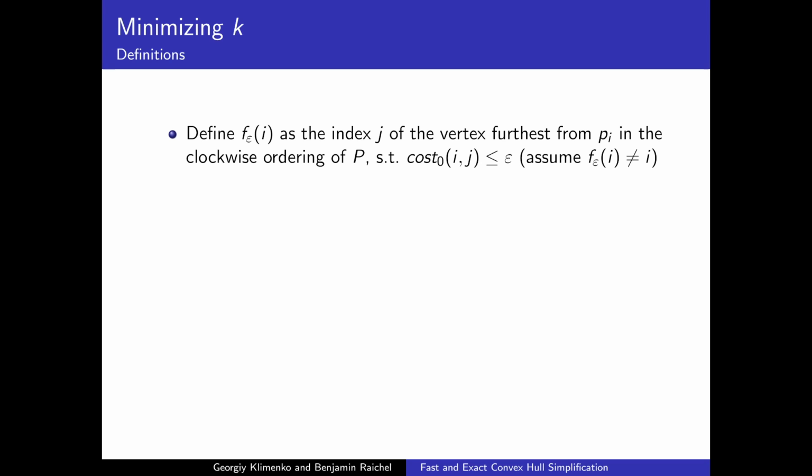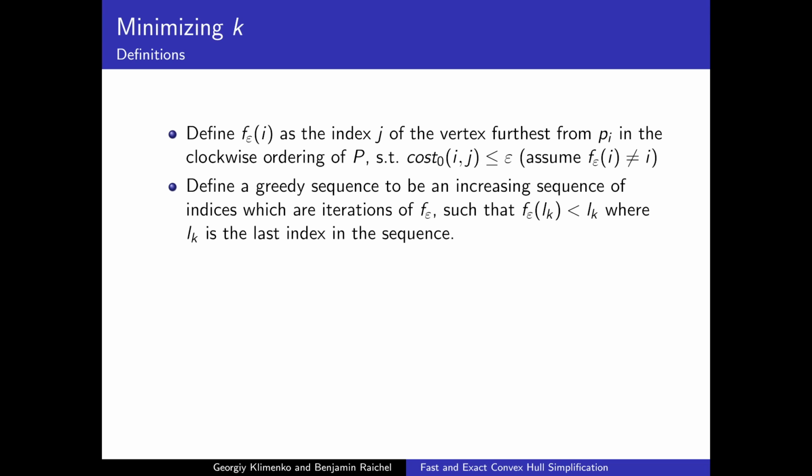Now, if for any i, f epsilon of i is equal to i, then the point p i must be in the solution. So we check for that with a preprocessing step and assume that f epsilon of i is not equal to i. Now we define a greedy sequence to be an increasing sequence of indices which are iterations of f epsilon. So if we start at any index and keep applying f epsilon to it, then as long as it is increasing, we get a greedy sequence. We also require that the friend of the last index in the sequence is smaller than the last index, so that the sequence does not wrap around from higher indices to lower indices.